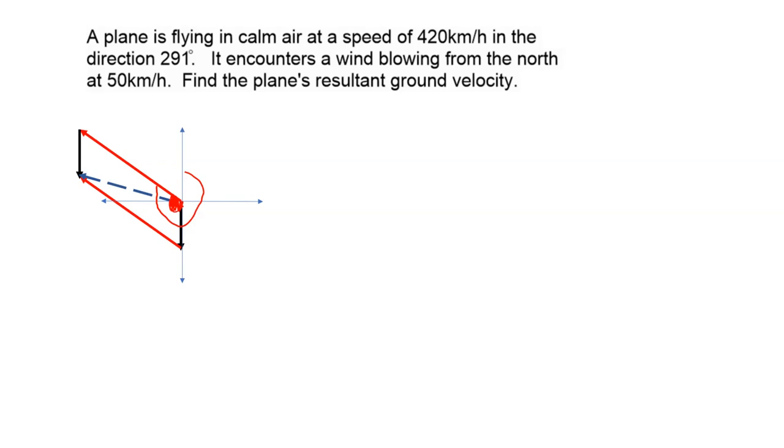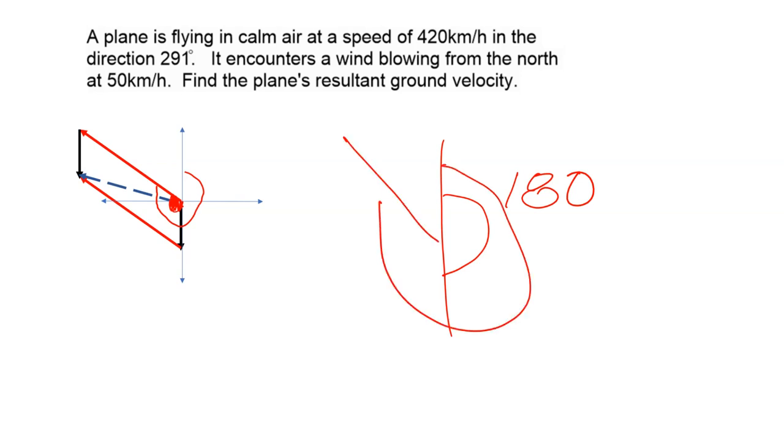Can you figure out a way to get that angle, just between those two, between the red line and the black line? Well, put it this way. From here to here is 180, correct? From north to south is 180. And the whole thing is 291. So if we stop here, we'd be at 180.